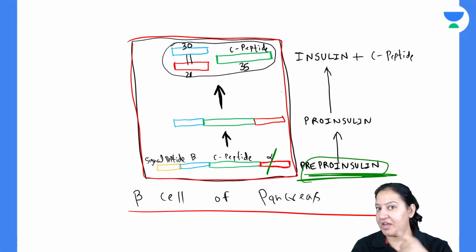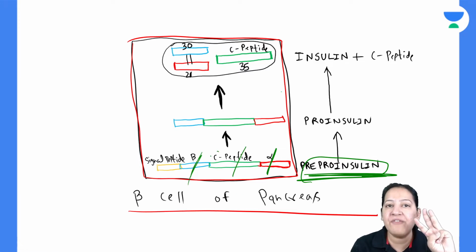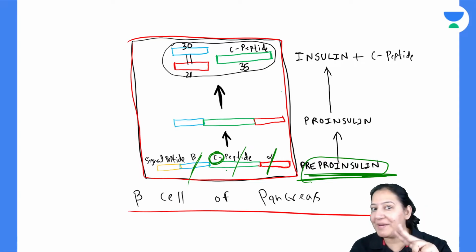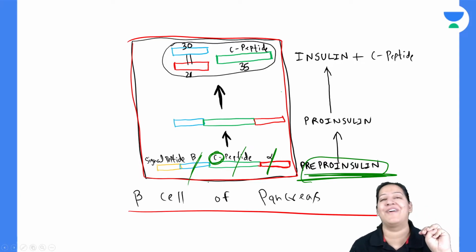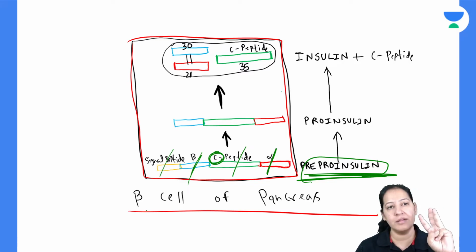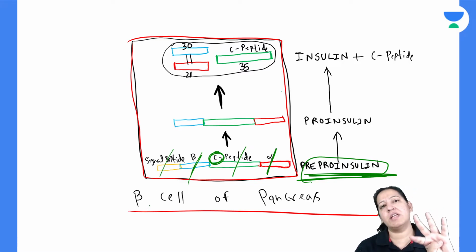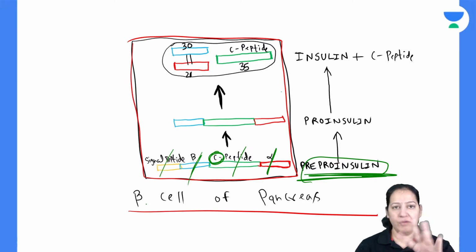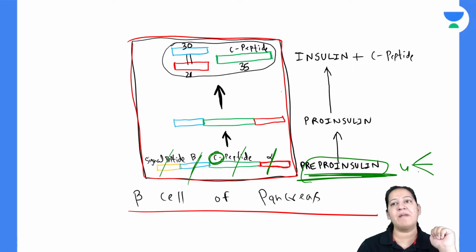One is the alpha chain, the red color. One is the beta chain, the blue color. One is the C peptide, C for connecting alpha and beta. Can you see the C peptide is connecting alpha and beta, the green color. And the fourth one is the signal peptide, the yellow color, which is present on the amino terminal of this chain, on the beta chain, right? That is, pre-proinsulin has four things: alpha, beta, connecting peptide, and signal peptide.